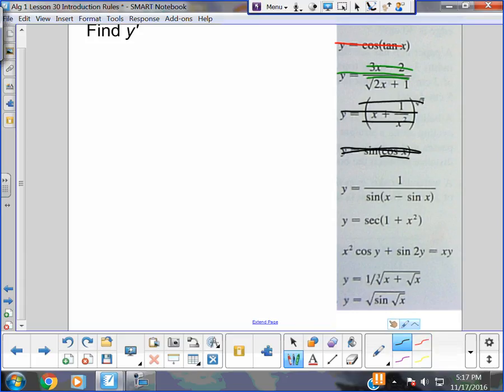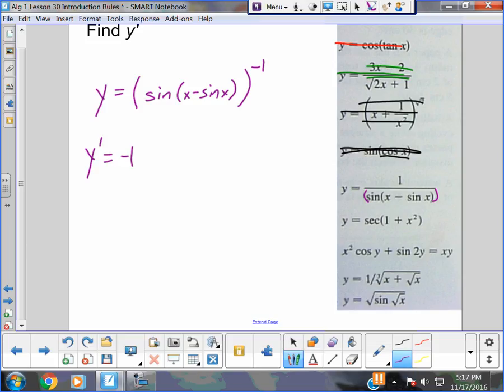All right, now the next one's interesting also. I would tell my students, hey, I don't want to do the quotient rule on this because I have the opportunity to bring up this entire thing. So I would write this as y equals sine of, I tell you what right away, my argument is always going to be this x minus sine x. Now I'm going to raise that to the negative 1. Now I'll take the derivative. Power comes down, negative 1 times sine x minus sine x to the negative 2.